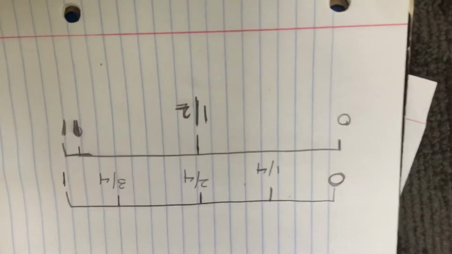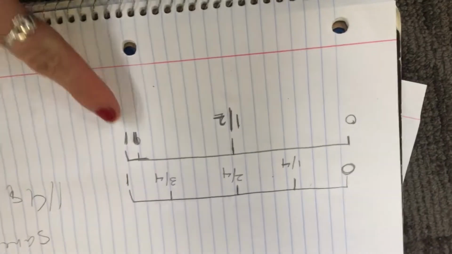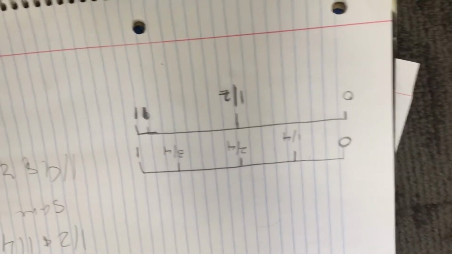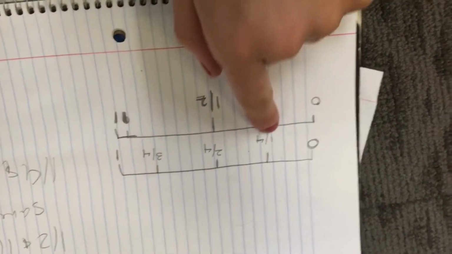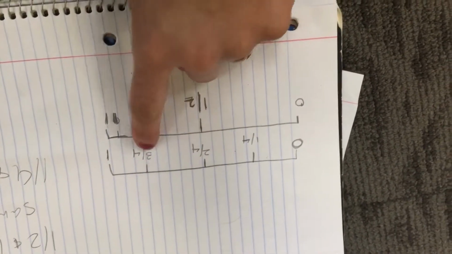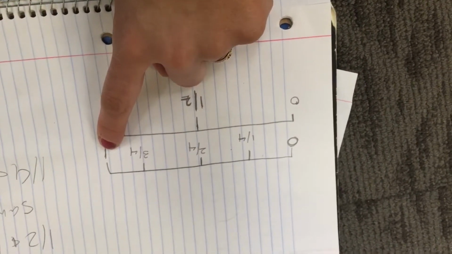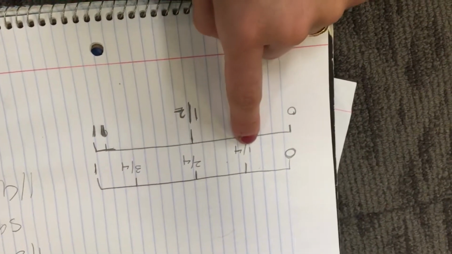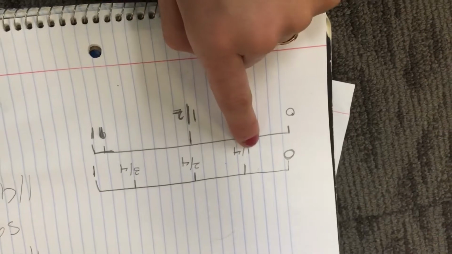And finally, we will look at a timeline, a number line. We have 0 to 1, and in the middle, we have 1/2. And then we will count by fourths to 1. 1/4, 2/4, 3/4, and 1 or 4/4. As you can see, 1/4 is definitely not equal to 2/4.